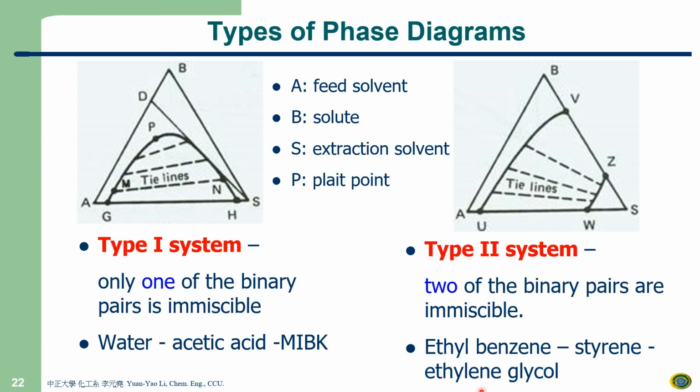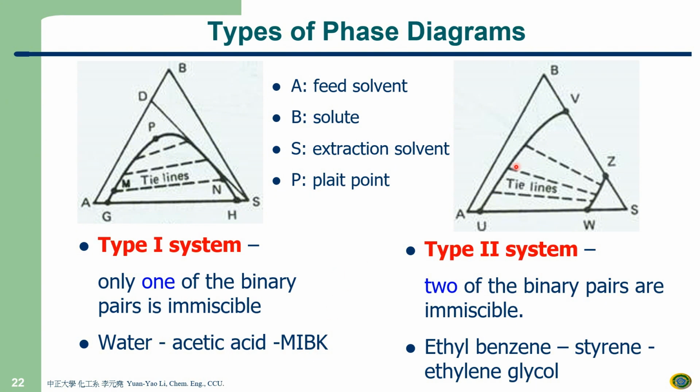So the end of this topic is that this is the triangle diagram we learned, and this is called type 1 system, where only one of the binary pairs is miscible. So this one is miscible. For example, water, acetone, MIBK, or arsenic acid. This is one example.